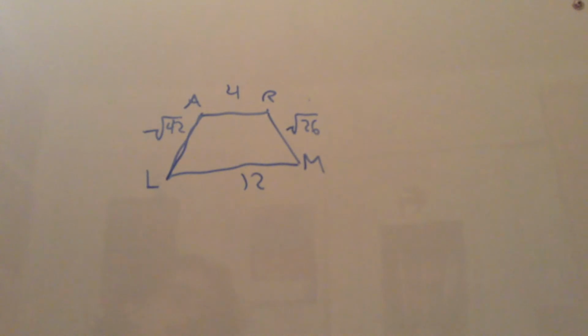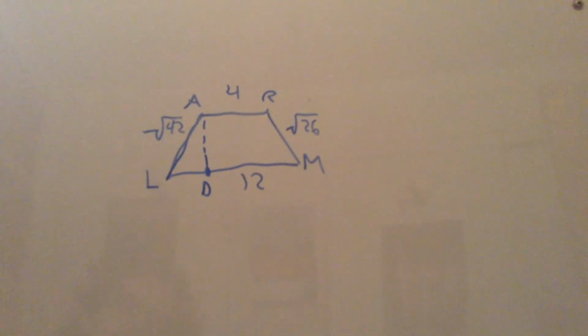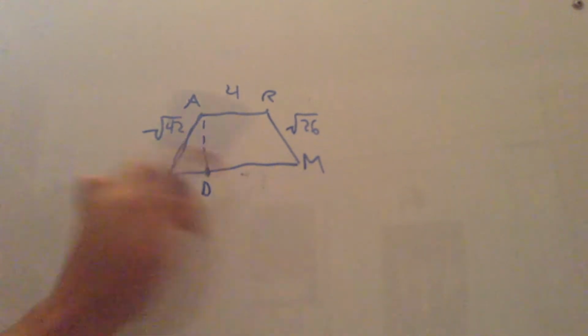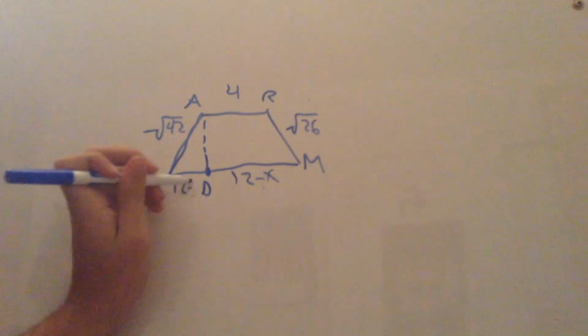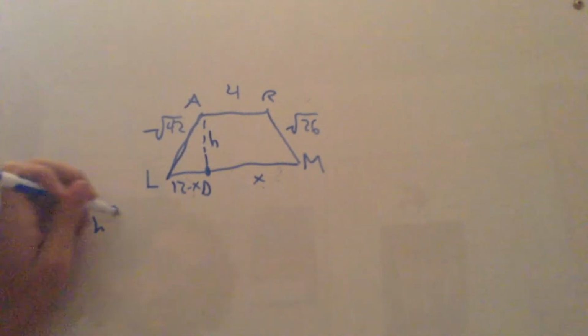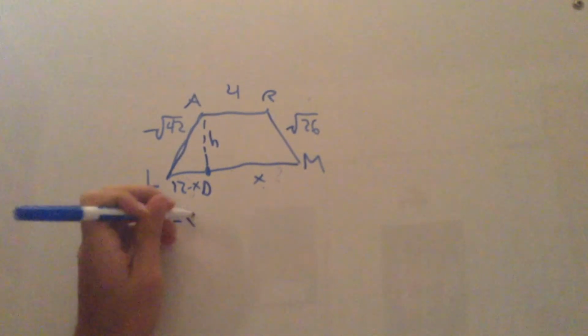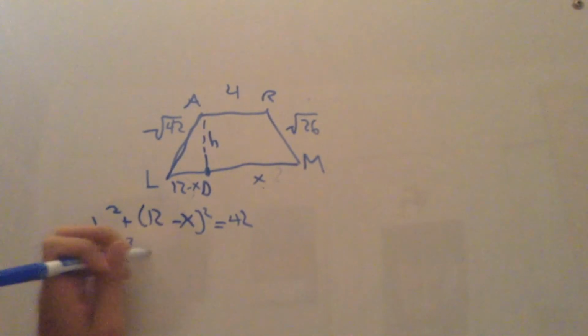So there are a few things we need if we're going to find AM. First, let's just drop this down and call this D. We need AD and DM. To find DM, we need DL. So, we have X. I'm going to switch it around actually. I'm going to say this is 12 minus X. This is X. And this is H. So we know that H squared plus 12 minus X squared equals 42, and we're looking for H squared plus X squared.